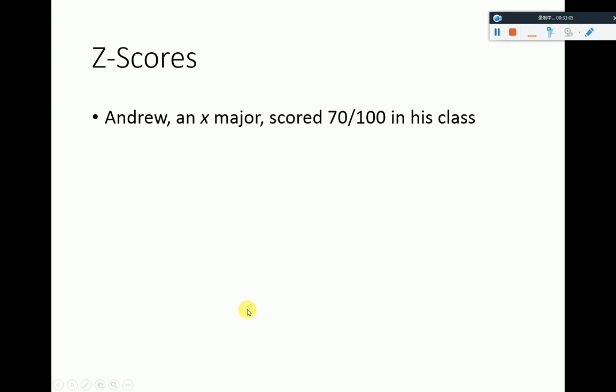Now we can solve this problem. Andrew has a score of 70 out of 100 in his class, and now we provide a second piece of information for this question. The overall distribution of the performance of all students in this class has a mean of 50 and a standard deviation of 10.